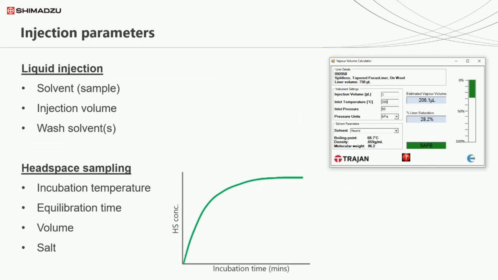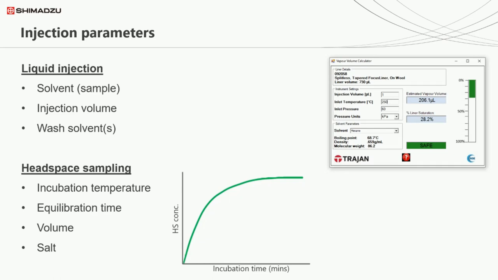For liquid injection, think about the solvent your sample will be dissolved in. It needs to be amenable to GC analysis, so ideally not water, needs to fully dissolve your sample, and needs to have a retention time that is different to the compounds of interest.